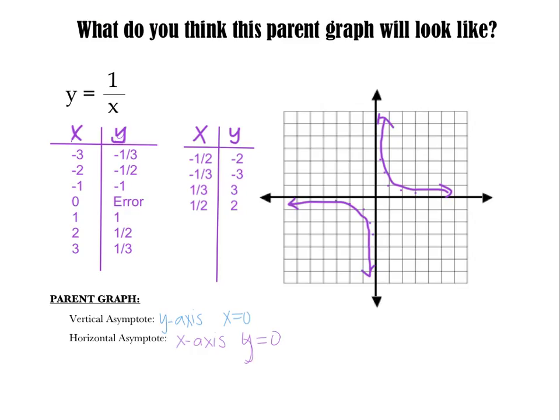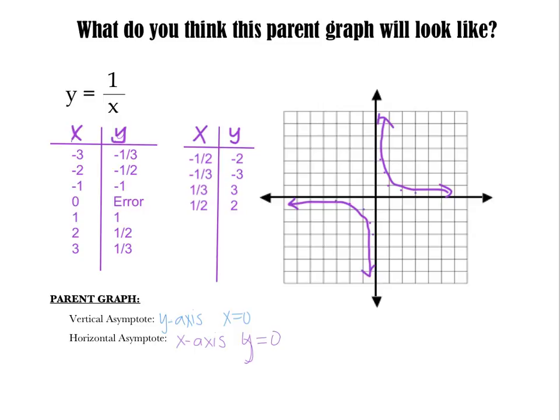So I want to revisit when we talked about the parent graph in general, and we talked about those vertical asymptotes and the horizontal asymptotes. So the parent graph always has a horizontal asymptote at y equals 0 and a vertical asymptote at x equals 0, so on the x and y axis. So I want you to keep that in mind, and we're going to go back and look at these graphs that we just talked about, and we're going to talk about the domain and the range.